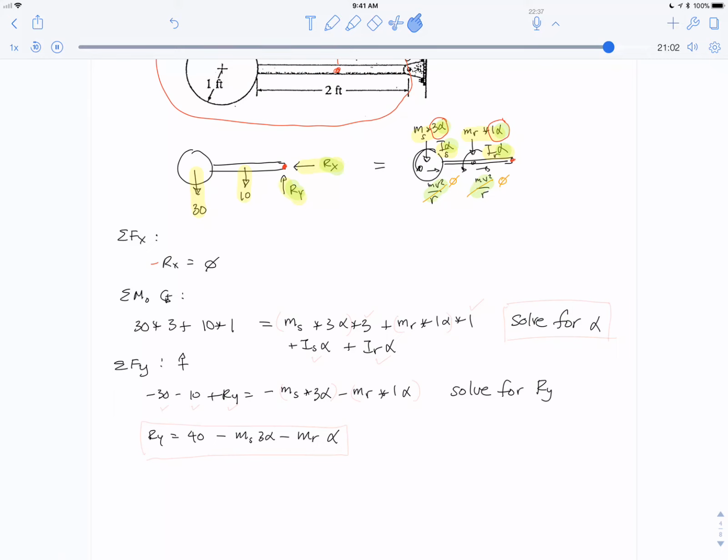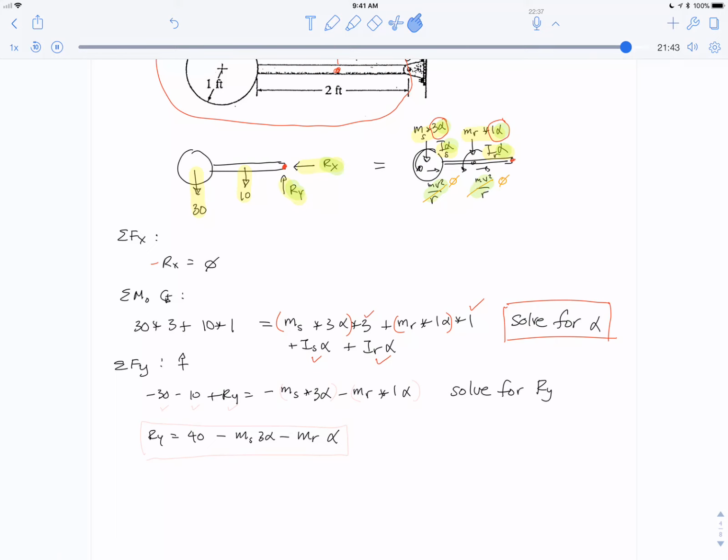Okay, the right-hand side, let's carefully take the moments around the pin on the right of everything. So you have MA of the sphere, so M times 3 alpha, and its moment arm, its distance from the pin, is 3. You have MA of the rod, which is M times 1 alpha. A of the rod is 1 times alpha times its distance from the pin, which is 1 foot. And then you also have the 2 moments, I of sphere times alpha plus I of rod times alpha. And then you can immediately just solve that for alpha, plug in the numbers. Of course, you have to calculate M and I and all those sorts of things.